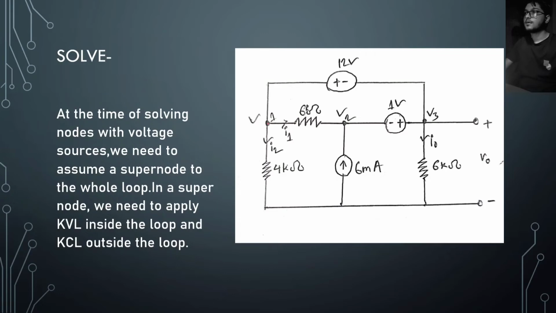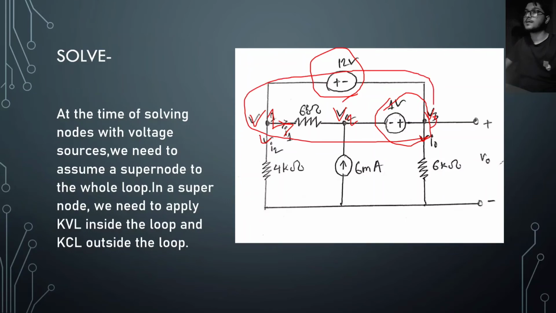We can see that we have assigned I1, I2, I3 and I0 as the currents, and the nodes are V1, V2 and V3. But there is a voltage source in this circuit. We know that at the time of solving nodes with voltage sources, we need to assume a supernode for the whole loop. The thing is, we need to assume this whole loop as one node.